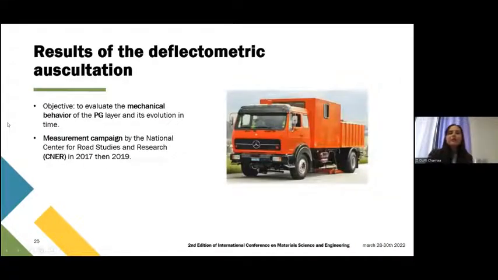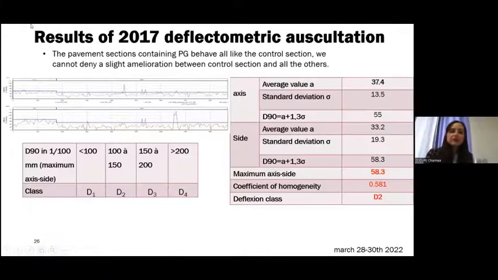Now, results of the deflectometric auscultation. The objective is to evaluate the mechanical behavior of the phosphogypsum layer and its evolution in time. Measurement campaigns by the National Center for Road Studies and Research in 2017, then 19, starting with 2017. I should first define some values before explaining. So average value A, standard deviation, D90 equals A average value plus 1.3 standard deviation for axis and for side, the same values for side, to obtain a deflection class. And for 2017, we obtained D2 for the deflection class, which means D90 between 100 and 150 per 100 millimeters.